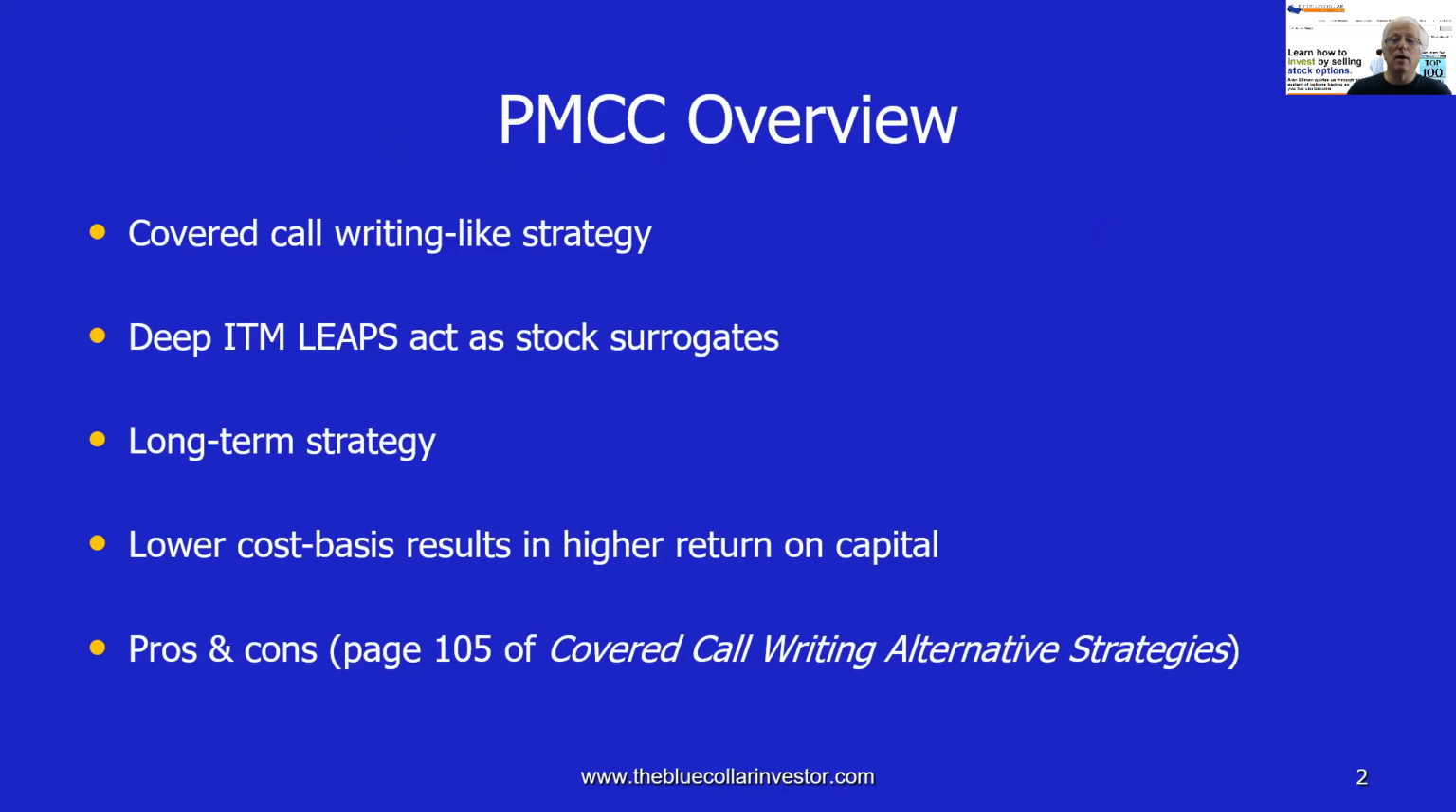Now, because we're buying a LEAPS option with a long-term expiration, this happens to be a long-term strategy. For traditional covered call writing, we're normally writing weekly and monthly options, and frequently our portfolios are turning over fairly frequently to avoid earnings reports. So this is a long-term strategy.